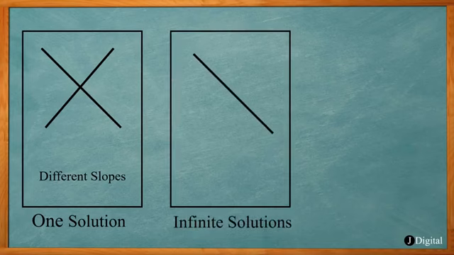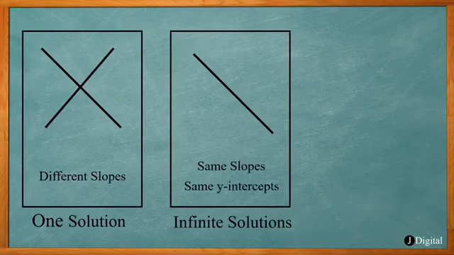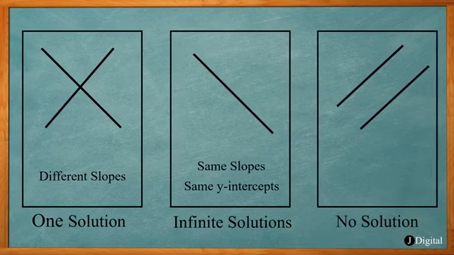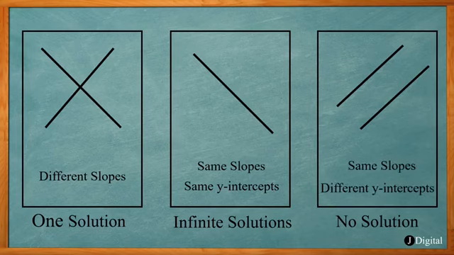Another case is where we have infinite solutions. This is where both lines are on top of each other, so basically the same line. In this case, we have the same slopes and the same y-intercepts. Our third scenario, where we have no solution, these two lines will never cross. That's because they have the same slopes but different y-intercepts. So your three possibilities for two lines are one solution, they meet at one spot, infinite solutions, they're the same line right on top of each other, and no solution where they don't ever meet.